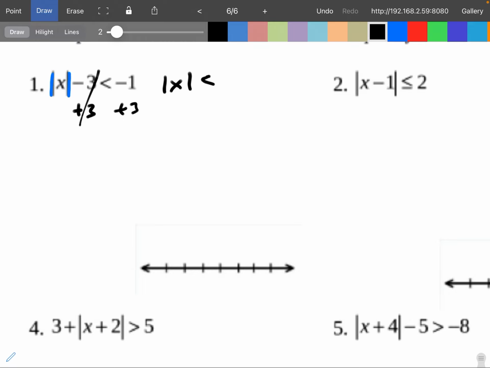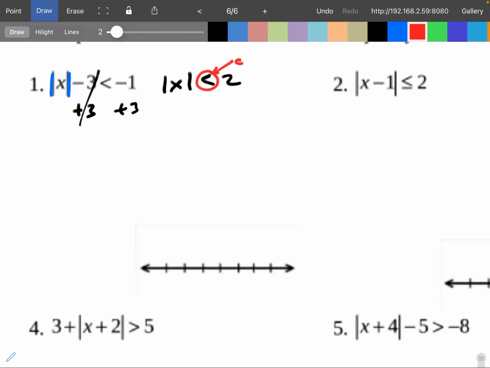So now we have the absolute value of x. Let's see, how much room do I got? I'll probably go here. So I got absolute value of x on the left. Those cancel out, make 0. That's less than, on the right-hand side, I got -1 plus 3, that's 2.